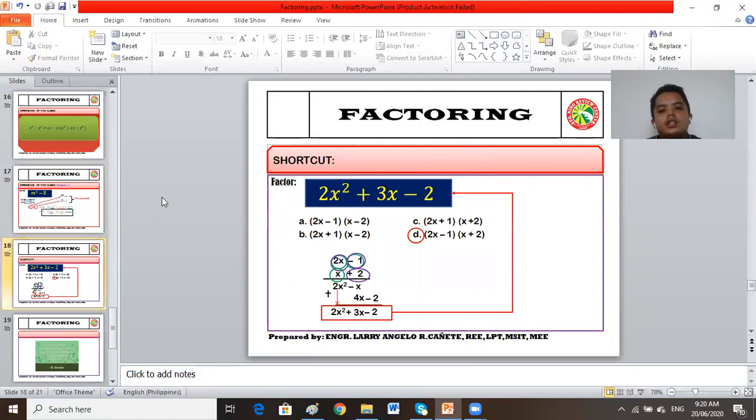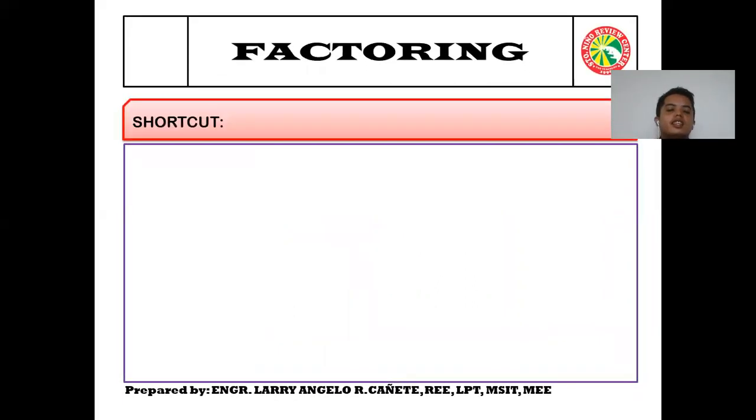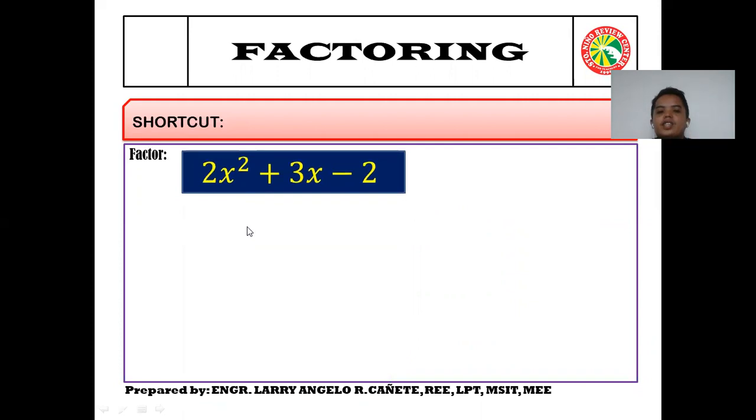So this is 2x squared. So this is the shortcut one. So this is not difference, sum of two cubes, or perfect square trinomial, but I will show you the shortcut. For example, your task is to solve for the factors of 2x squared plus 3x minus 2, and you do not know how to factor this one.